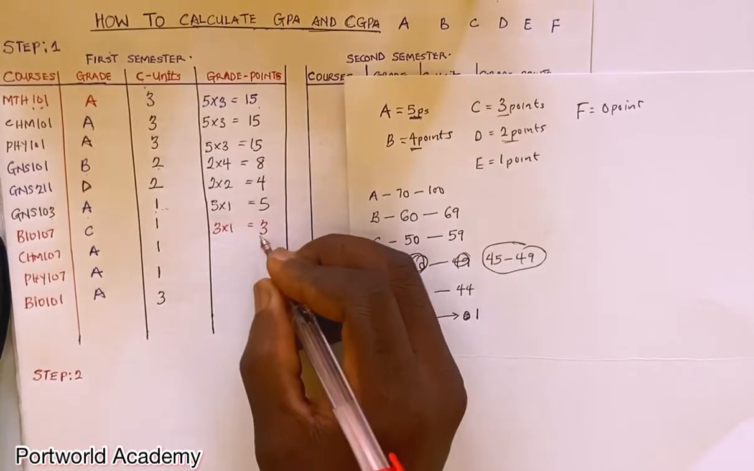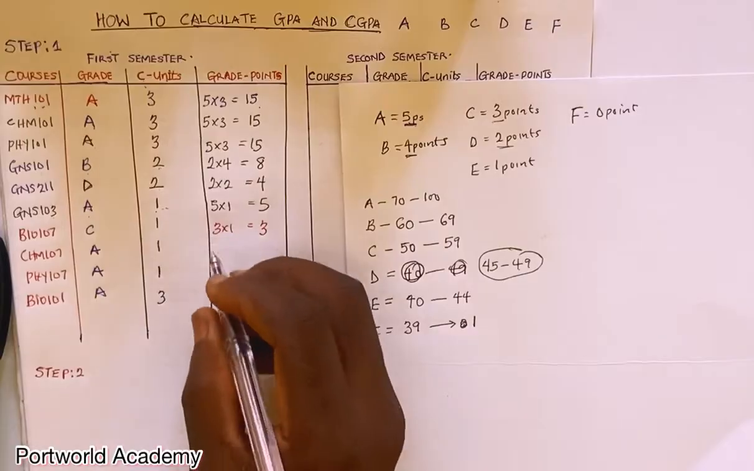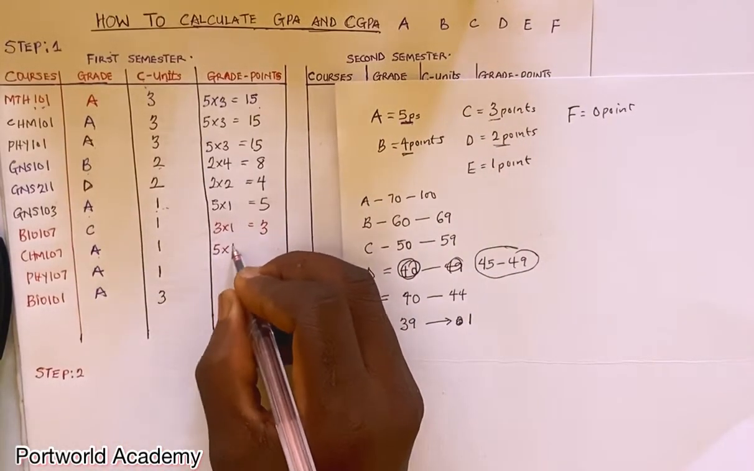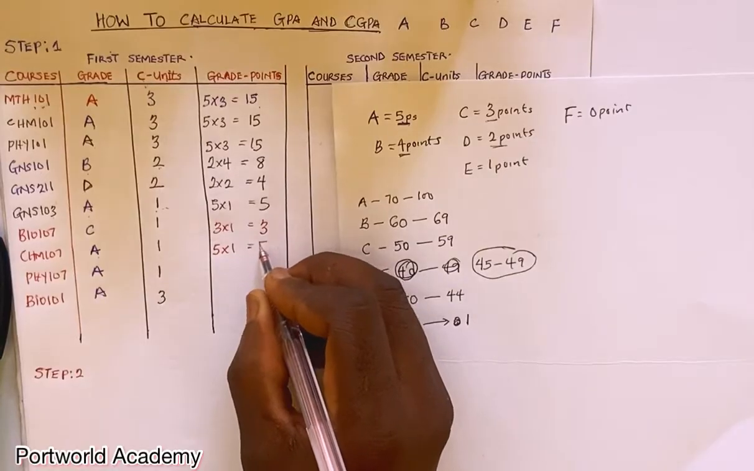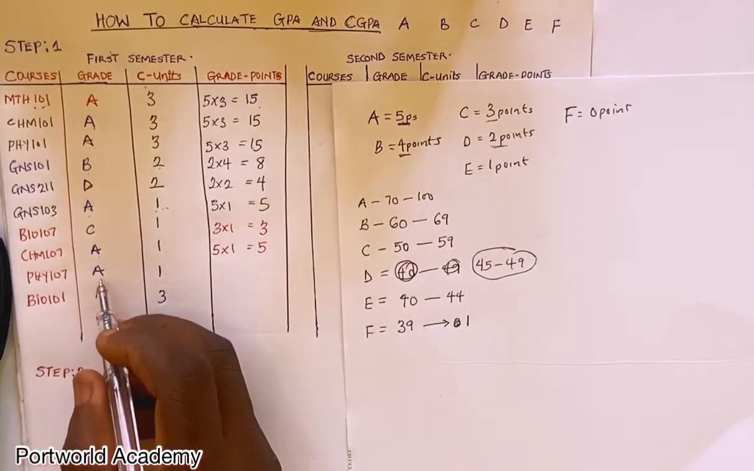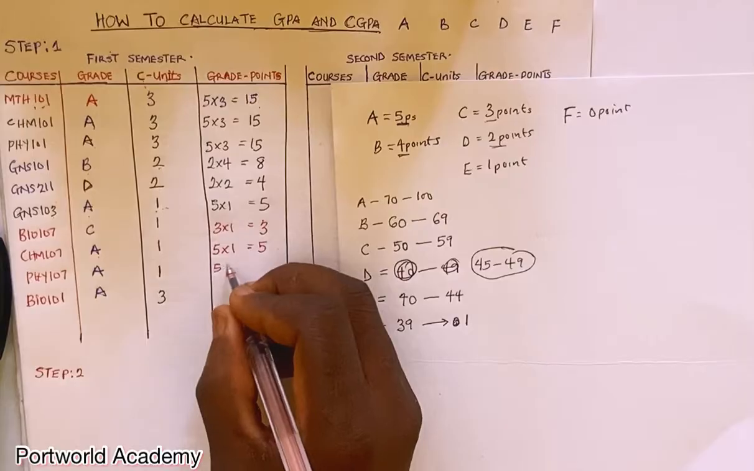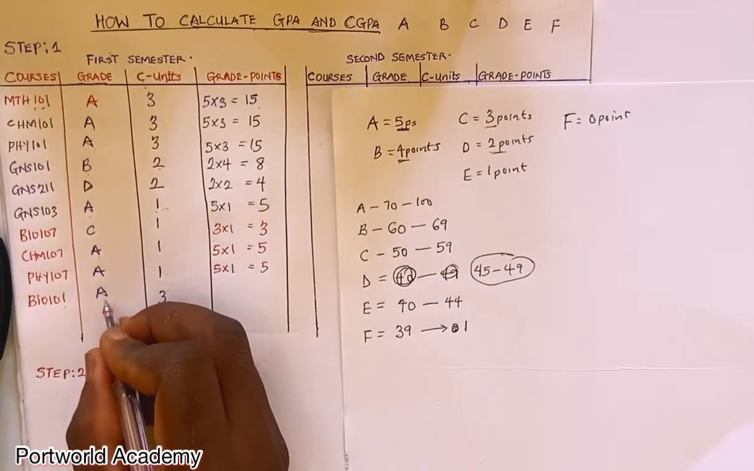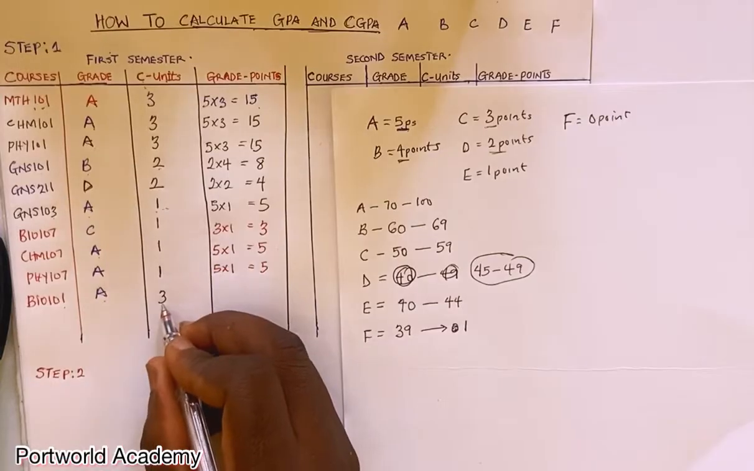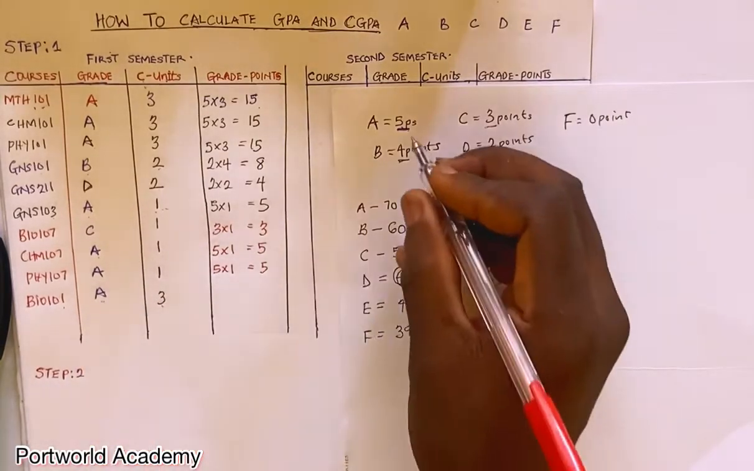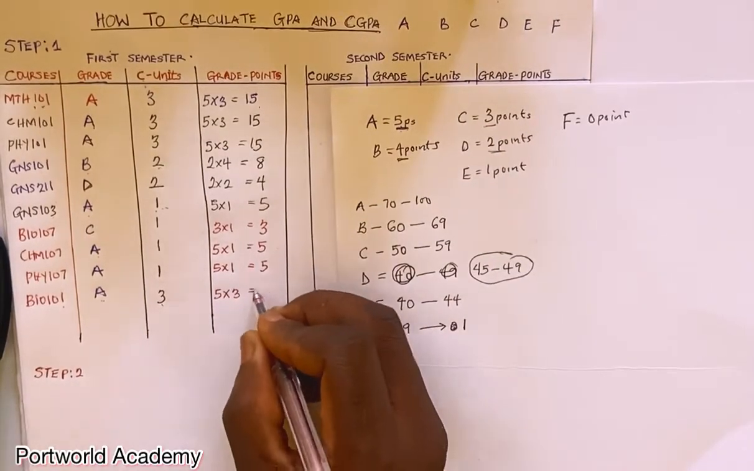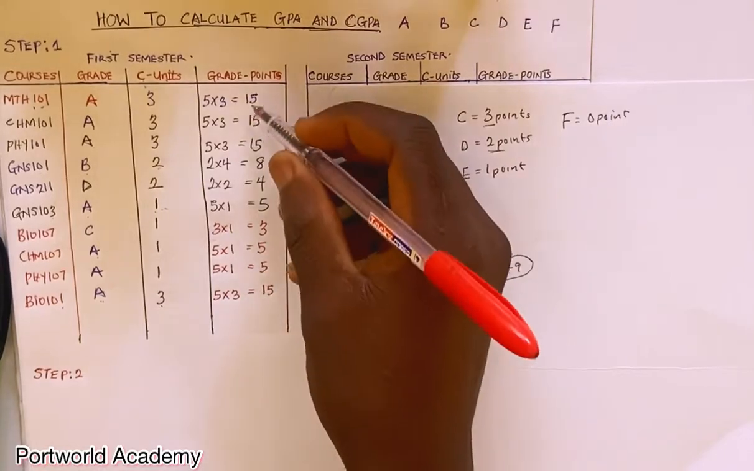Then CHM 107 is A, and A is 5 points. We are going to have 5 multiplied by 1, which is equal to 5, right? Then let's say your physics is still the same thing. You are still going to have 5 multiplied by 1, which is equal to 5. Your biology is A. Very good. Then you have biology 101, a 3 units course, and you had A there. Your A is 5 points. You're going to have 5 multiplied by 3, which is equal to 15.